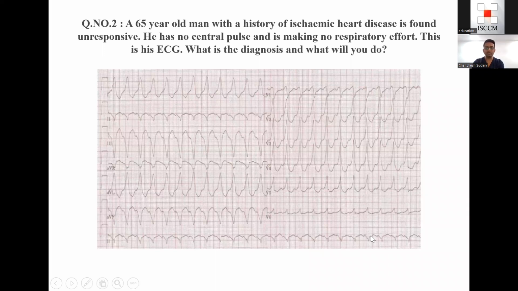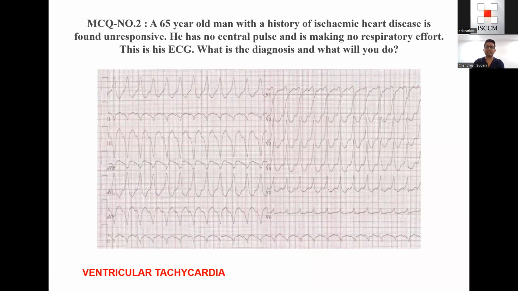Carefully look at the QRS complex morphology. I'm getting responses: monomorphic VT, pulseless VT, VTAC. Yes, so this is a classic ventricular tachycardia, VTAC. Normally in this kind of rhythm, if the patient does not have any central pulse, you are supposed to initiate CPR immediately as per the ACLS protocol.